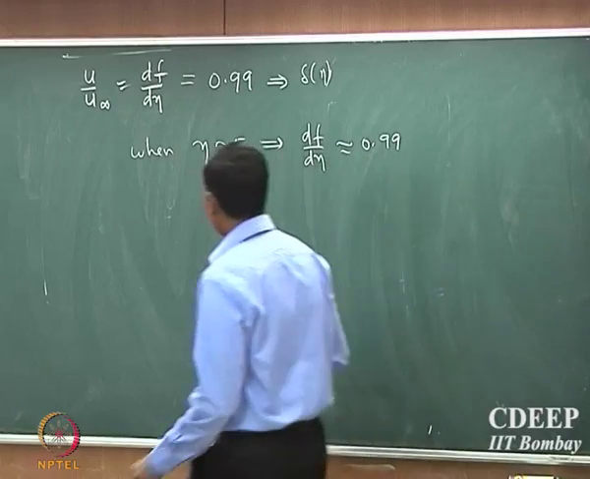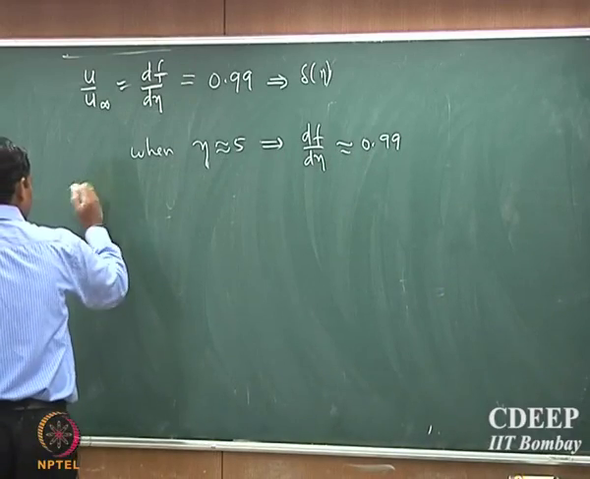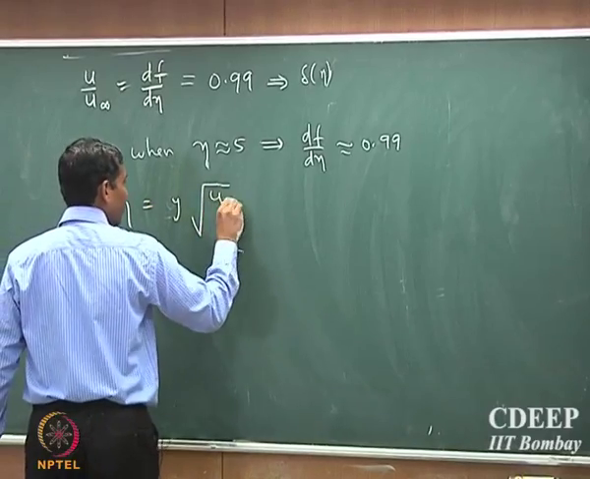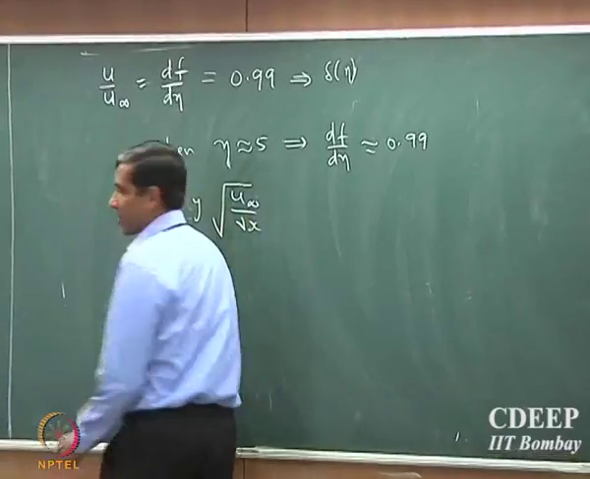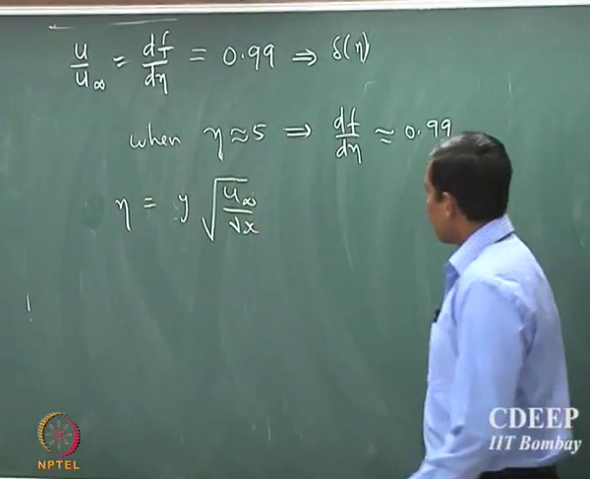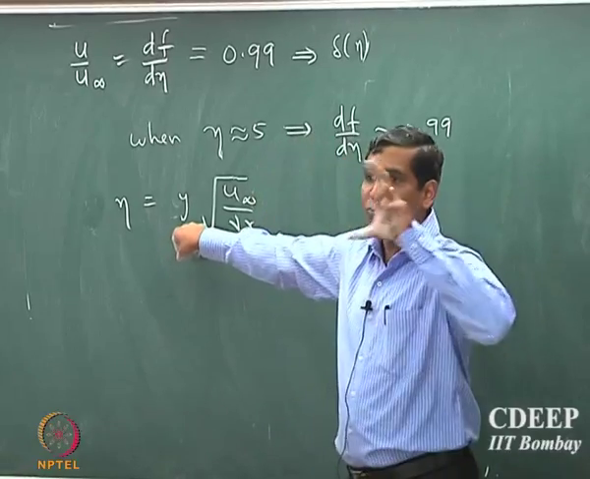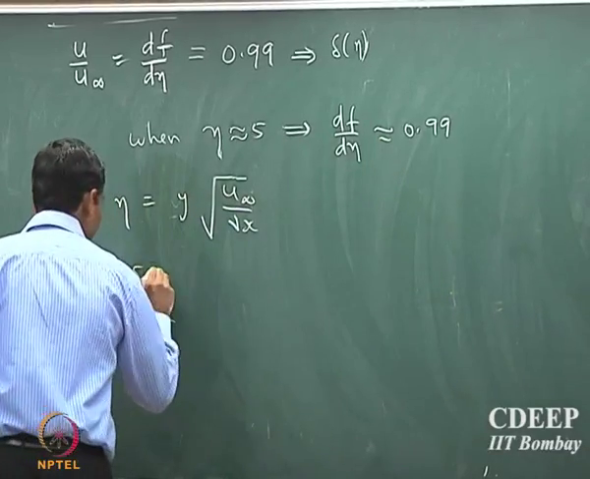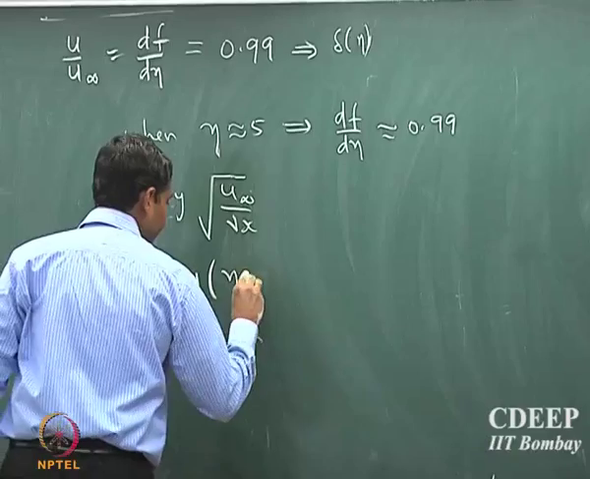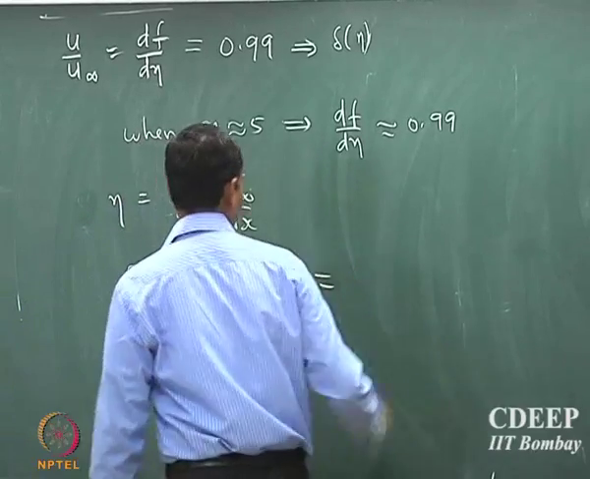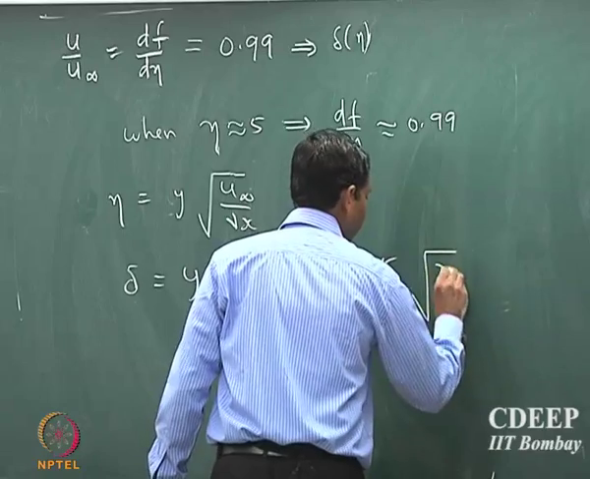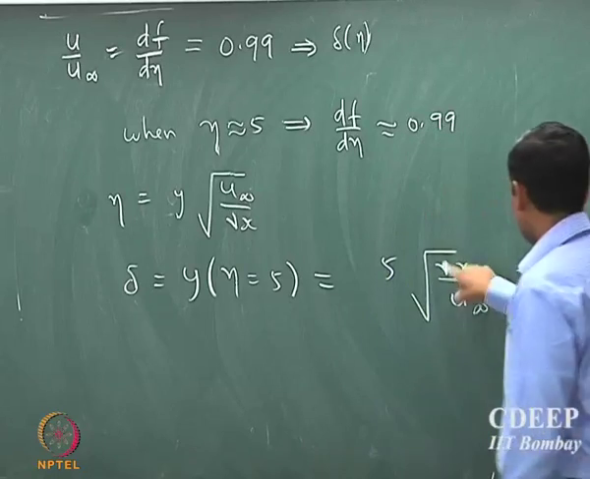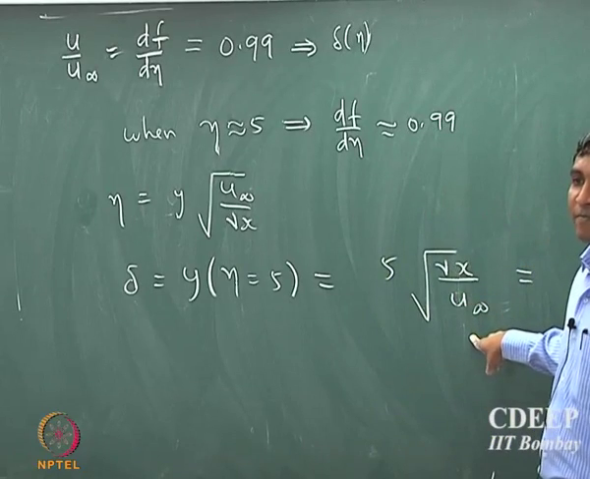Eta is given by y into square root of u infinity by nu x. So the boundary layer thickness is that y value for which eta is equal to 5. Therefore delta equals y at eta equal to 5, which is given by 5 into square root of nu x by u infinity. What is square root of nu x by u infinity?